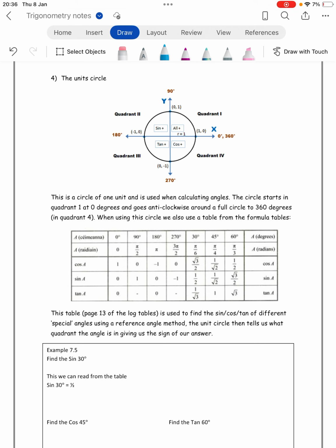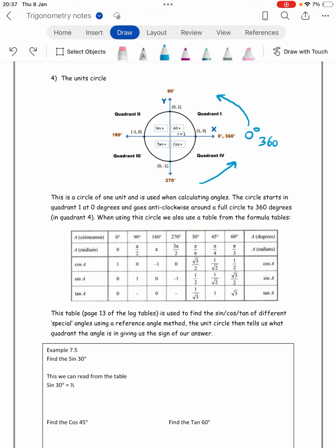So if we take a look at our unit circle to start with, our unit circle again of 1 unit, we have 4 sections to it. So the unit circle is placed on an x and a y axis, and we have 4 different parts, and we call them quadrant 1, 2, 3 and 4. It starts at 0 degrees here, and it goes anti-clockwise the whole way around and back around to 360 degrees. In terms of radians, it's coming back around to 2 pi.